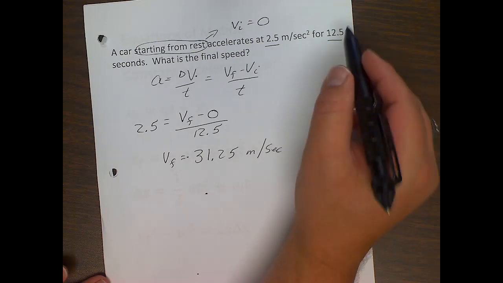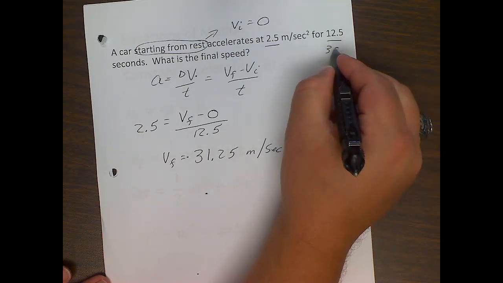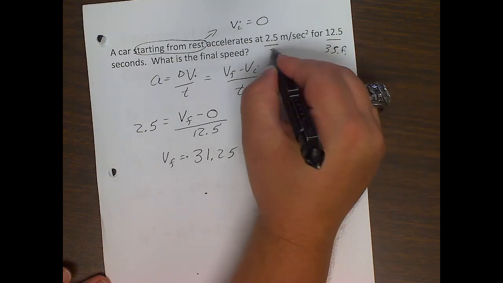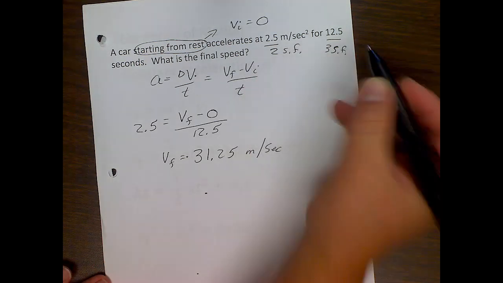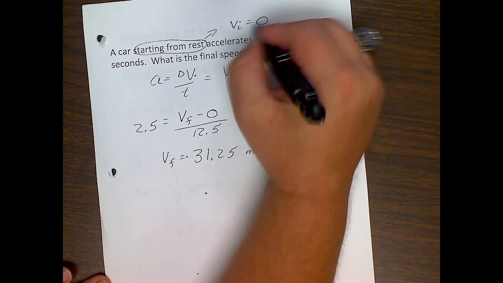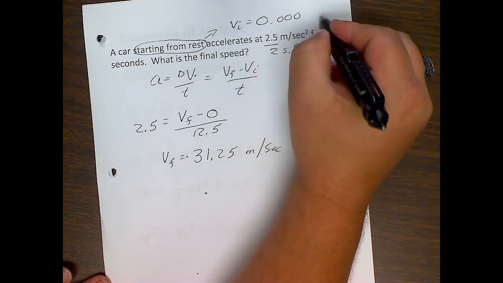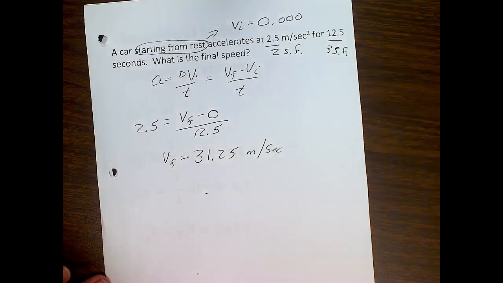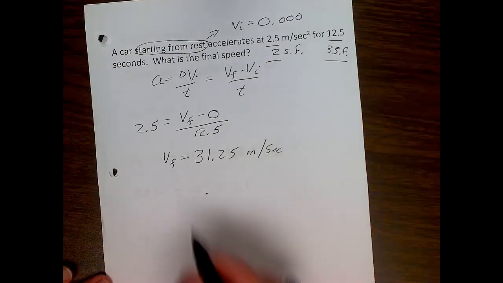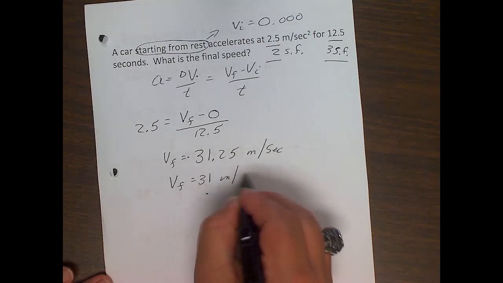So let's look at our significant figures. We have 3 for our time. We have 2 for our acceleration. For our initial speed, since it's at rest, that is really more of a defined value of 0. So you have as many of these as you need. So the smallest, since we're simply doing multiplication, is 2. So this should be a final speed of 31 meters per second.